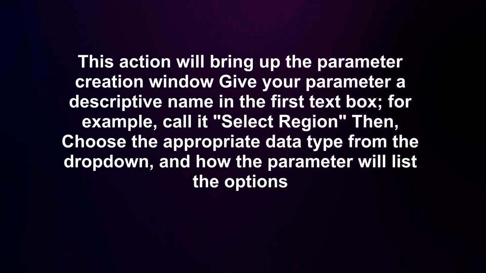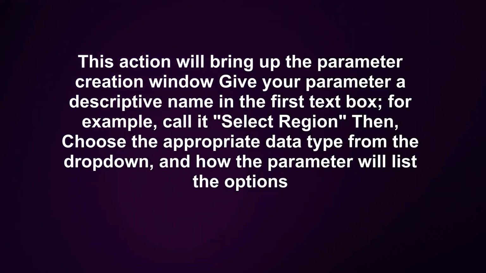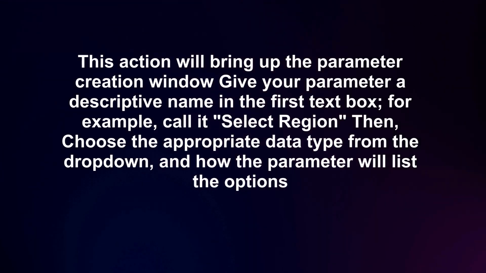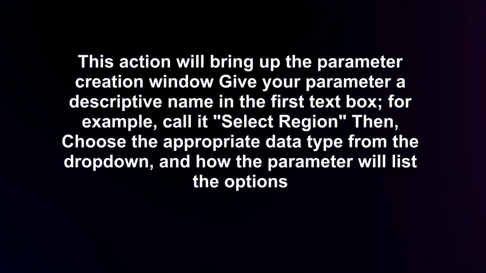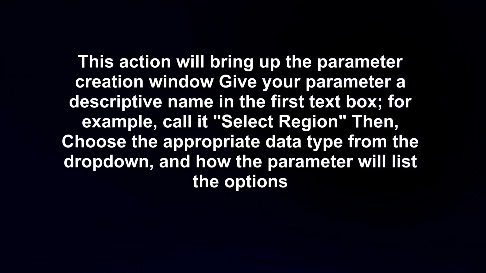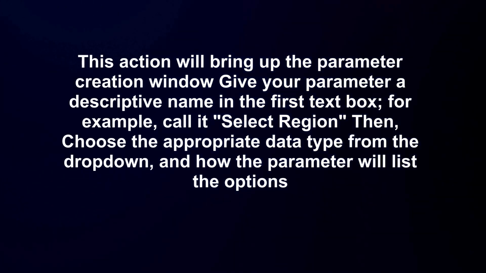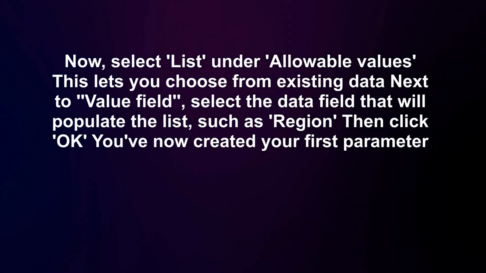This action will bring up the parameter creation window. Give your parameter a descriptive name in the first text box. For example, call it Select Region, then choose the appropriate data type from the drop-down, and how the parameter will list the options. Now, select List under Allowable Values.